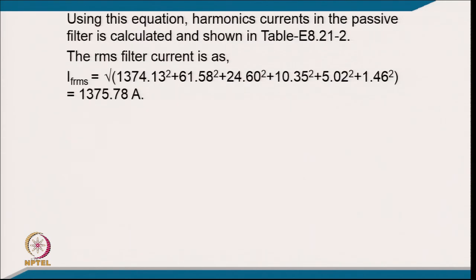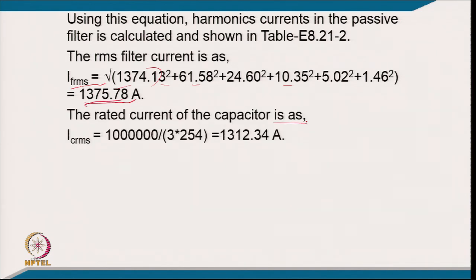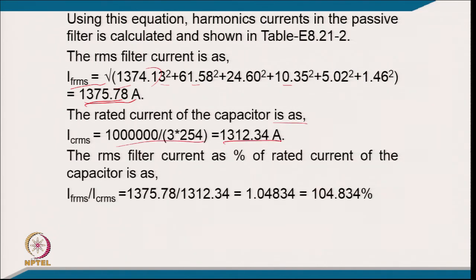So, just now under this condition the harmonic currents in the passive filter are calculated. The fundamental RMS current comes, and then your total RMS current of the filter, including the fundamental, the fifth, seventh, 11th, 13th, all harmonics, comes to 13758 ampere in the filter. And the total current of the capacitor is 11312, and you can call it the RMS current percentage of the capacitor.